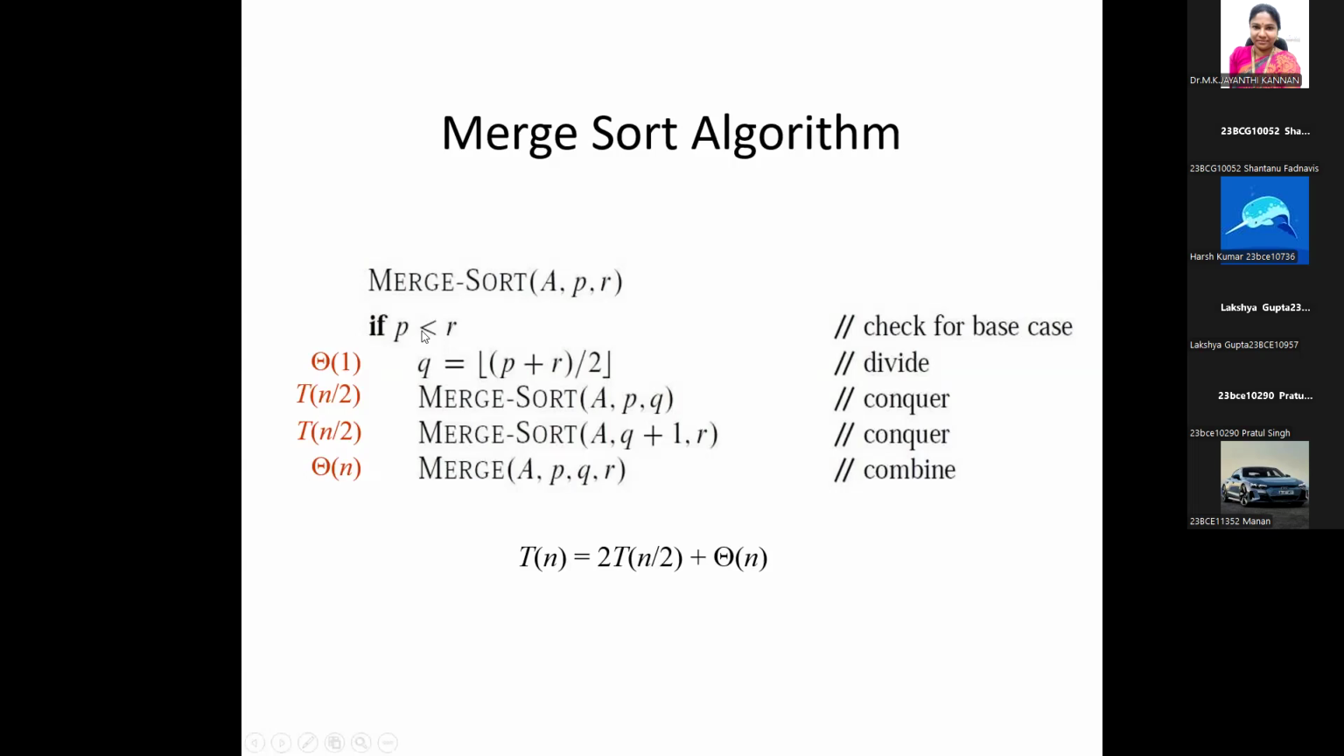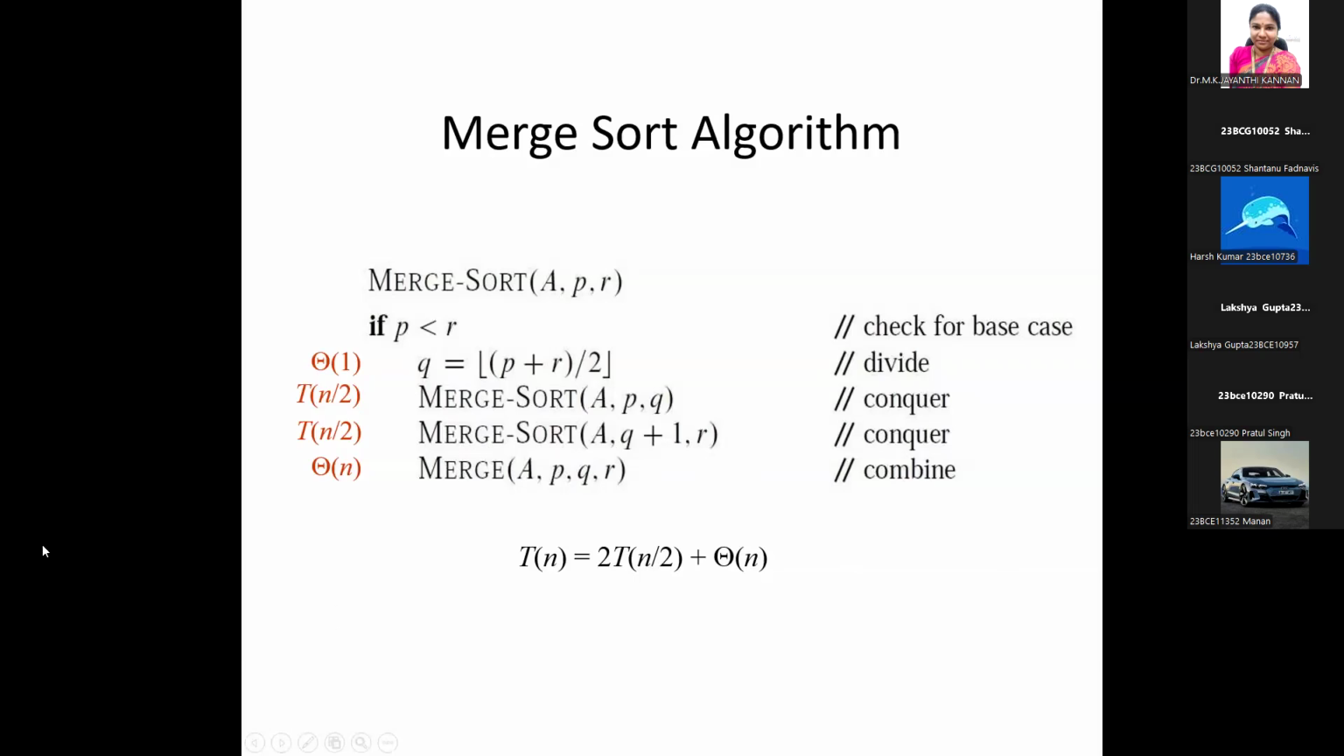If there are 5 numbers, we divide the given list into 3 numbers and 2 numbers. If the given list has 6 numbers, find the mid position and divide the list into two halves of n by 2. For this division and assignment process, we need order of 1. Then merge sort of the array, p to q. Here p is the first position, r is the last position, and q is the midpoint. First we sort p to q, then we merge sort q to r. After merge sorting p to q and q to r, we merge both subarrays of size n by 2 and get the combined result.